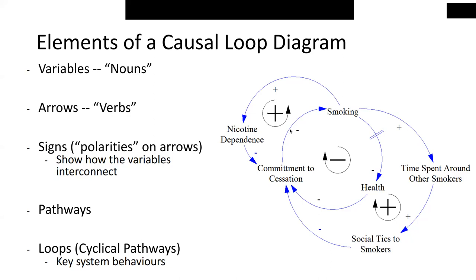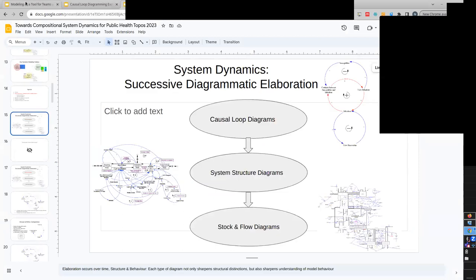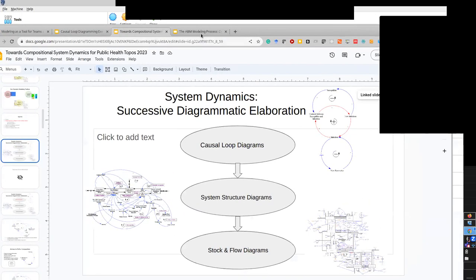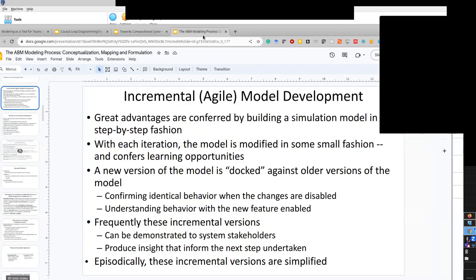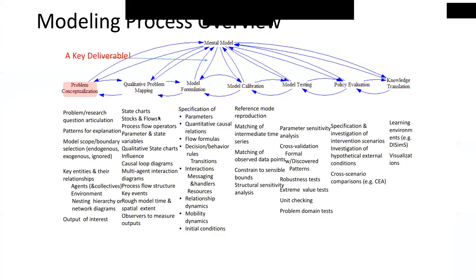So that's a little bit about deriving the thinking for particular lengths here, the polarities. And my comment is that when it comes to our broad progression of modeling, here we go. Really we're in these first two stages. We're thinking about what's in our model, what's out, what do we consider as endogenous, exogenous, and ignored.